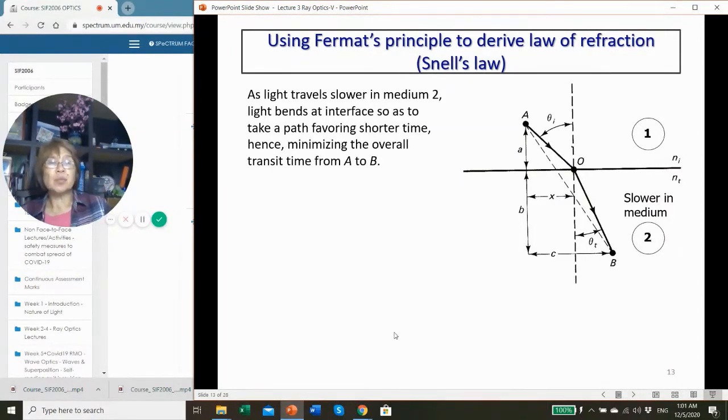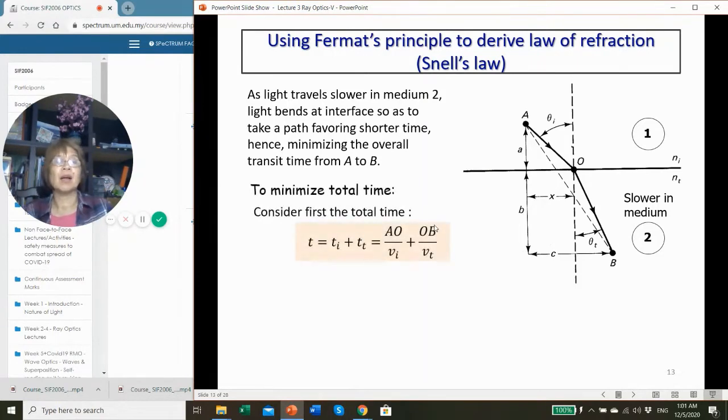Now then, using Fermat's principle to derive the law of refraction, Snell's law. We can have point A in medium 1 and a point B in medium 2. The ray would travel from A to B, but it is not going to travel along a straight line because it slows down in the second medium. But at which point is it going to enter at the interface? Let's arbitrarily take a point O.